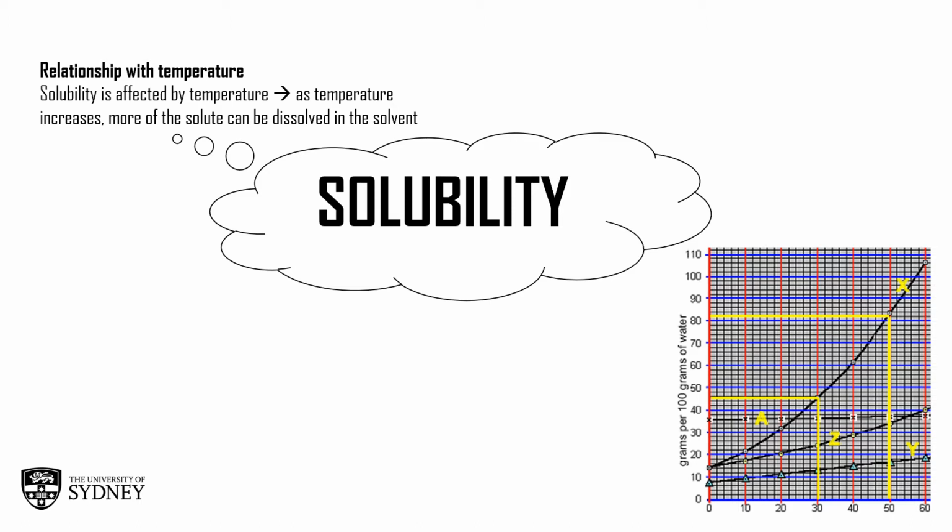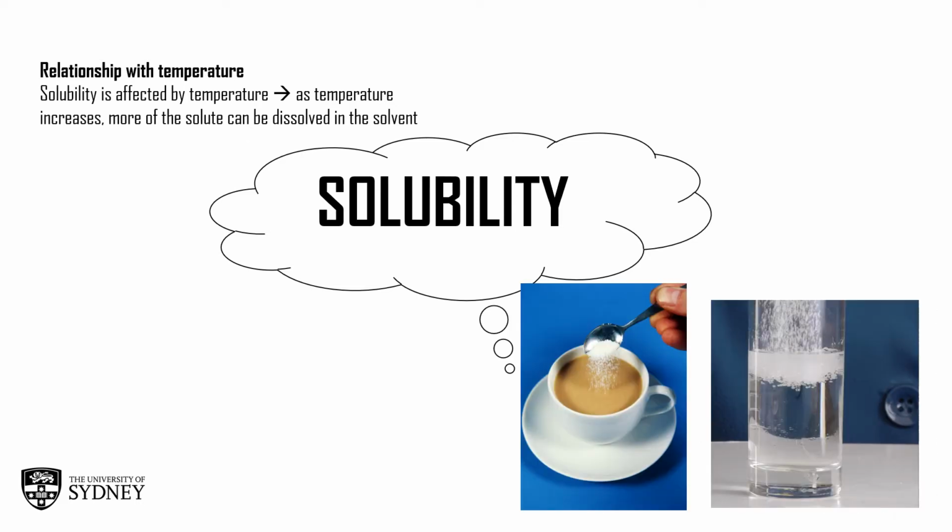We see this relationship in the bottom right graph. As temperature on the x-axis increases, more grams of solute per 100 grams of water can be dissolved. This is the same in the opposite direction. As there is less temperature, there is less energy, and therefore less of the solute can be dissolved in the solvent. Just think of tea and cold water. More sugar will dissolve in tea than it will in cold water.